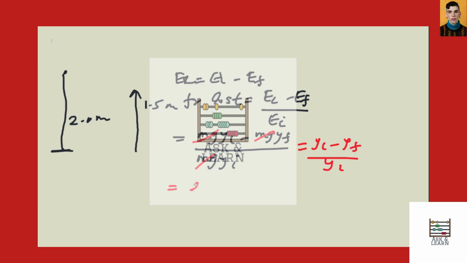Plugging in the values, we get 2 minus 1.5 divided by 2. That gives you 0.25, which means 25% of the energy is lost during this bounce.